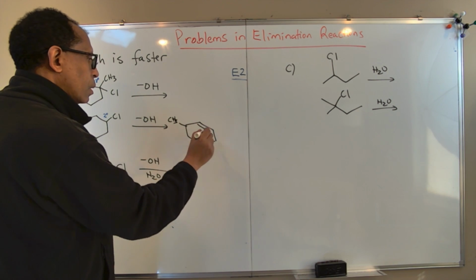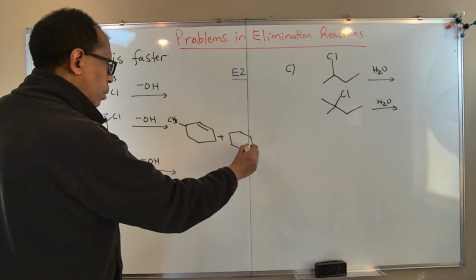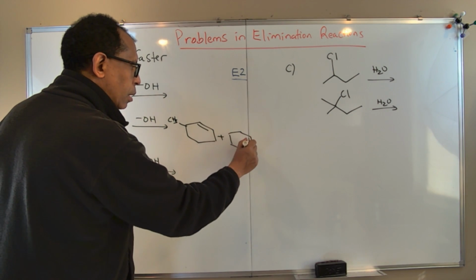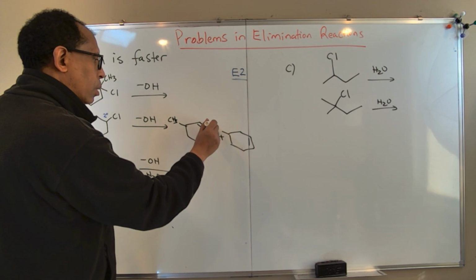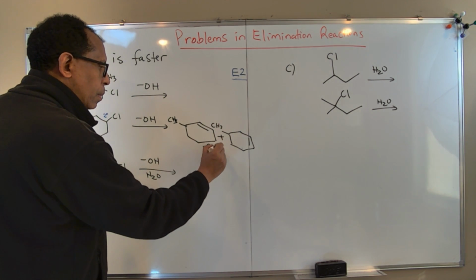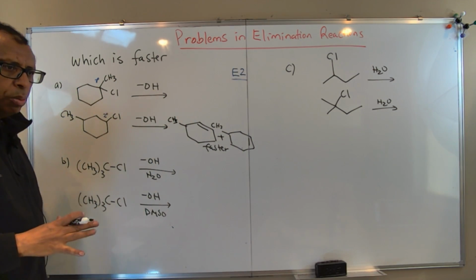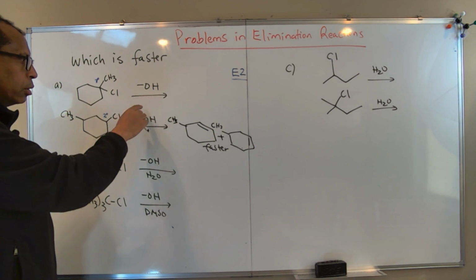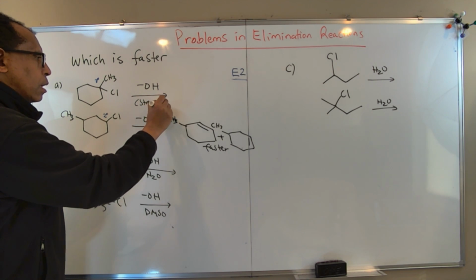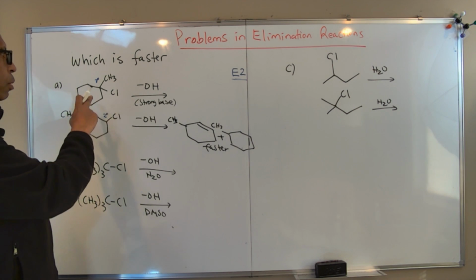CH3, plus this would be 1. Oh no, it could be this and CH3 here. So this is faster between these two because I'm considering this to be an E2 reaction based on a strong base. So this is a strong base. That's the rationale.